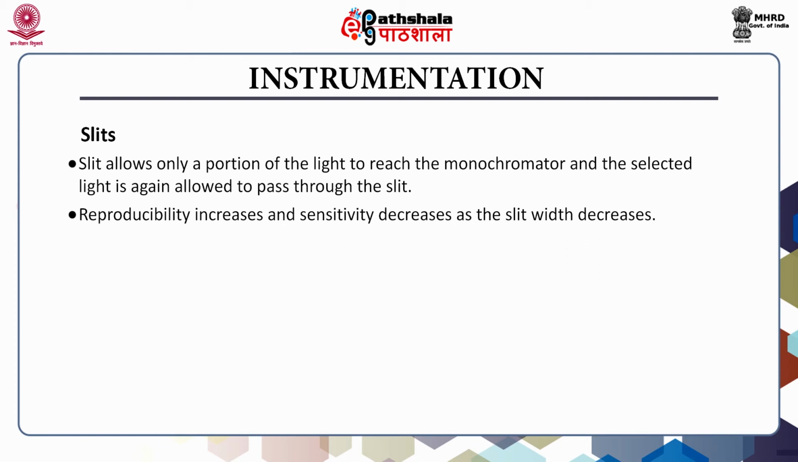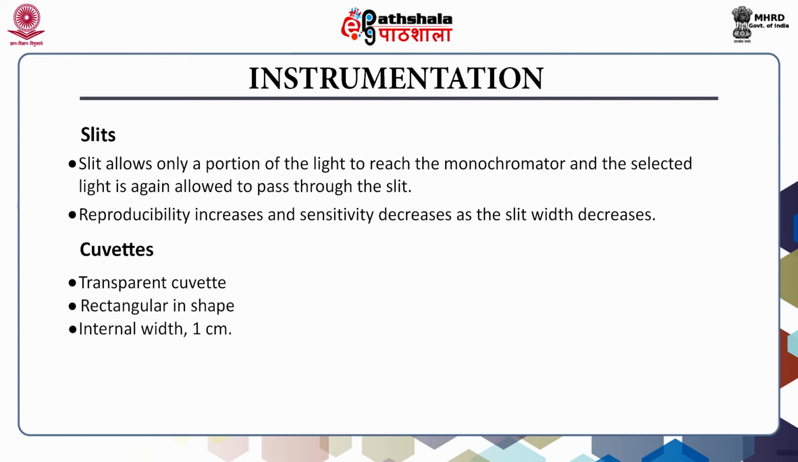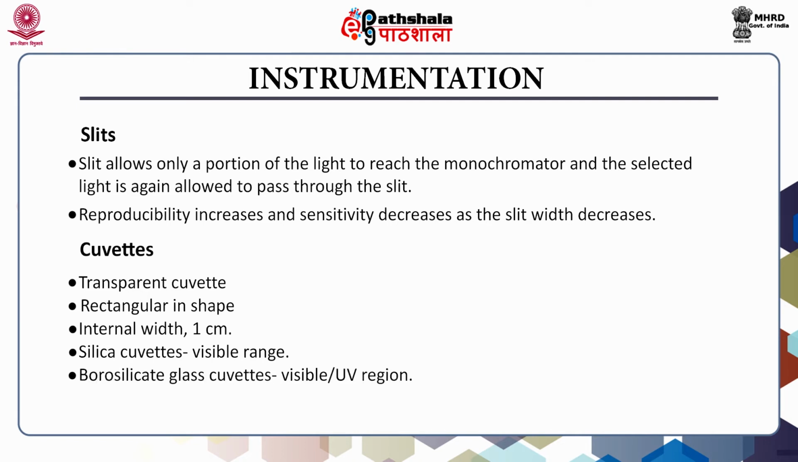Sample for the detection should be placed in a transparent cuvette, mostly rectangular in shape and commonly having an internal width of 1 cm. Small test tubes are also used in some instruments. Cuvettes are made of silica for the detection in the visible range. Borosilicate glass is used in the visible region as well as in the near UV region. Fused silica and quartz cuvettes are required for the UV range, but also cover the visible and near infrared region.